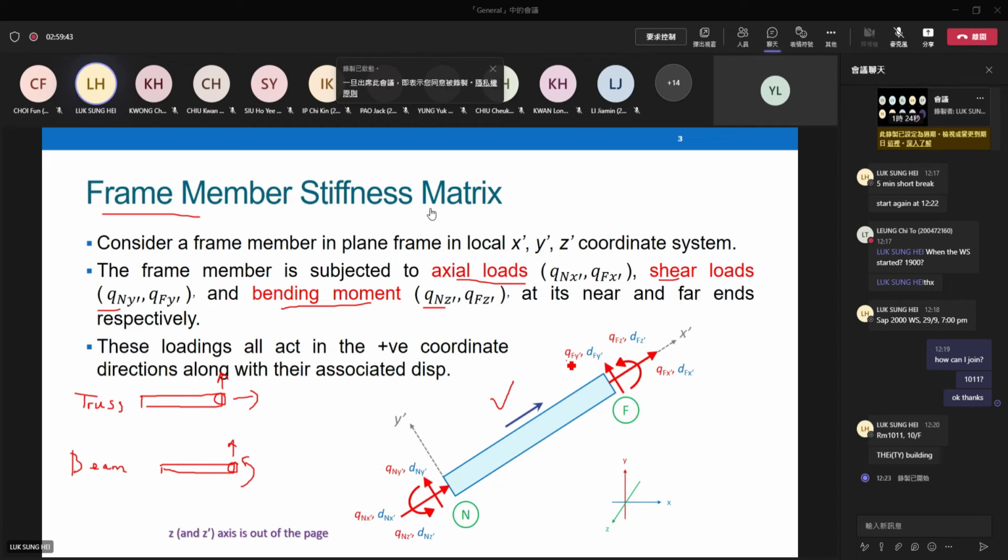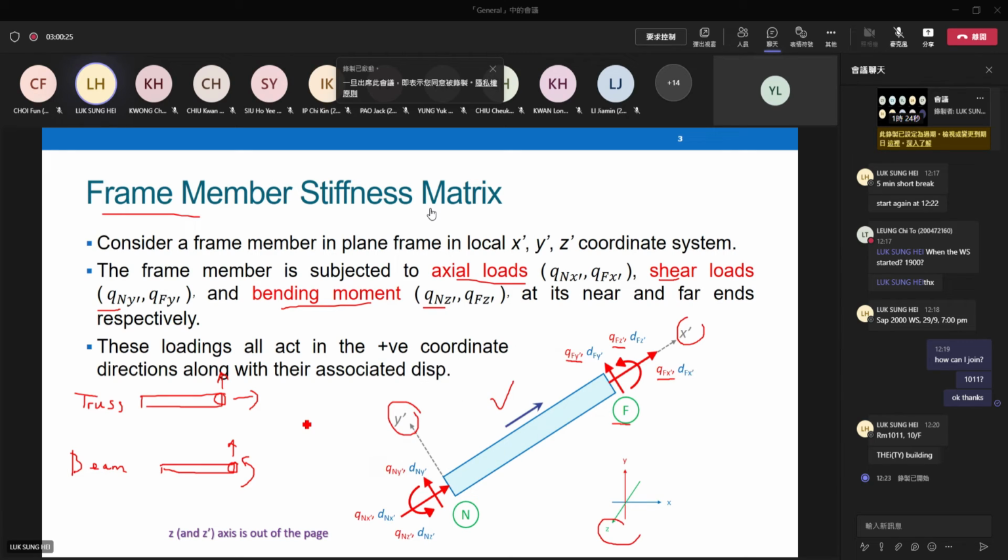We use QFY prime to denote shear, right? Direction Y prime. Y prime is our local coordinate system. QFY prime is the shear force along Y prime direction at node F. QFX prime is the axial force at node F, along direction X prime. For the moment, we use QFZ. Z stands for the axis of moment, the Z axis. Two ends, node N and node F. We have the corresponding displacements and rotations, dny, dnx, dnz, etc.